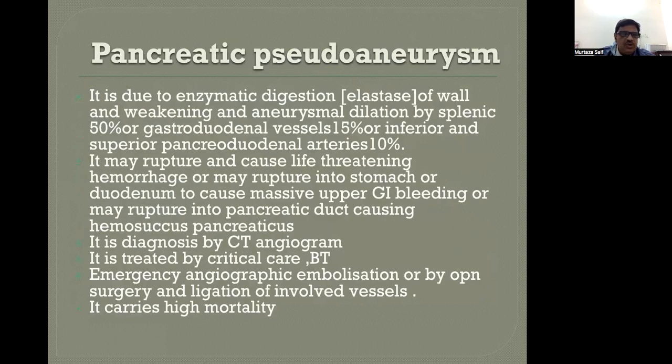Pancreatic pseudoaneurysm is due to enzymatic digestion of the wall and weakening, causing an aneurysm. Splenic artery 50%, gastroduodenal vessel 50%, inferior and superior pancreatoduodenal arteries 10%. It may rupture and cause life-threatening hemorrhage, or may rupture into stomach or duodenum to cause massive upper GI bleeding, or may rupture into the pancreatic duct causing hemorrhagic pancreatitis. It is diagnosed by CT angiogram.